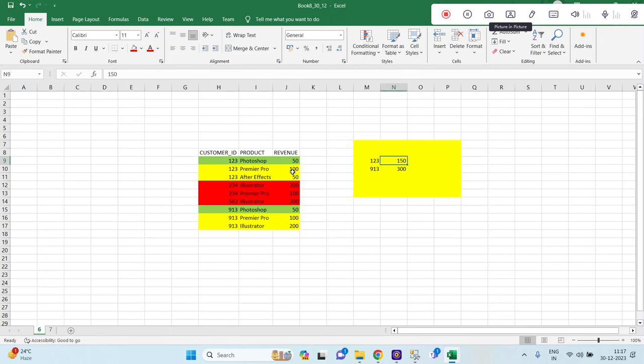So 150 means 150. And now again, see this green. 913 has purchased Photoshop, so I don't want the Photoshop revenue. I want the revenue of those products apart from Photoshop, but that customer must have purchased the Photoshop product. So 100 and 200, 300 is the answer. And why is this red? Because these two customers haven't purchased the Photoshop product, so that is not in my requirement.